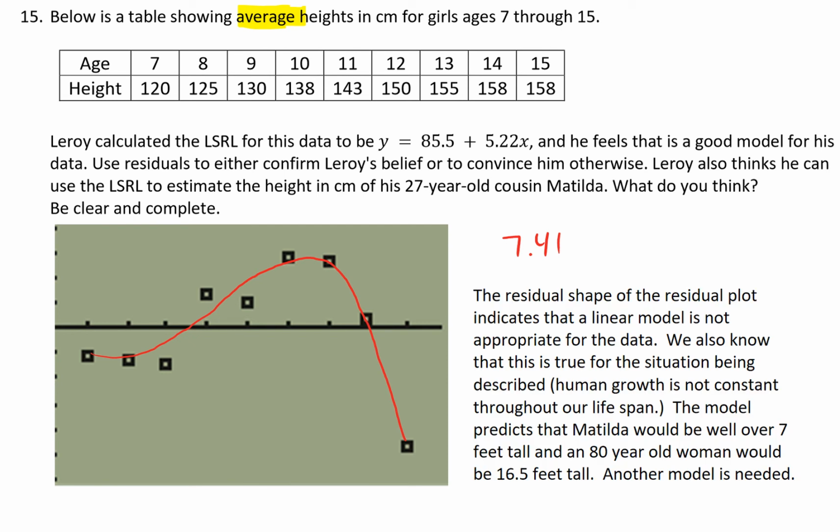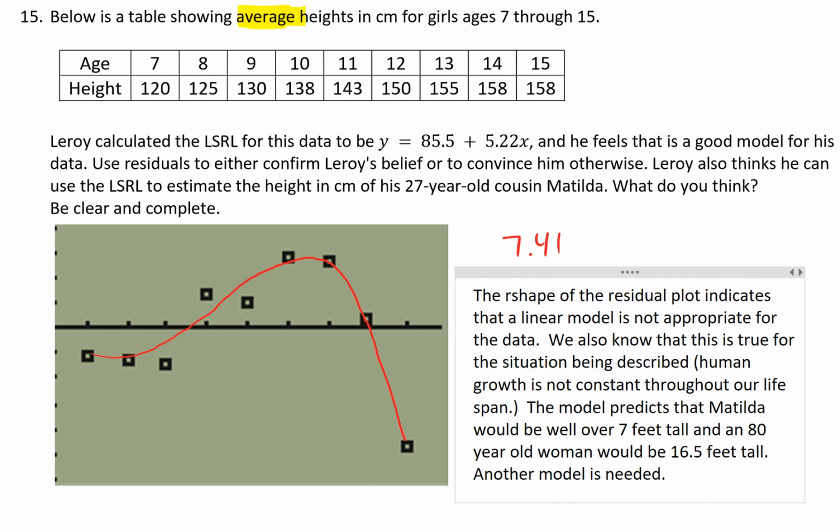So what I typed was the shape. Okay, I'm proofing it here with you. The shape of the residual plot indicates that a linear model is not appropriate for the data. We also know that this is true for the situation being described. Human growth is not constant throughout our lifespan. The model predicts that Matilda would be well over 7 feet tall, and an 80-year-old woman would be 16 and a half feet tall. Another model is needed.